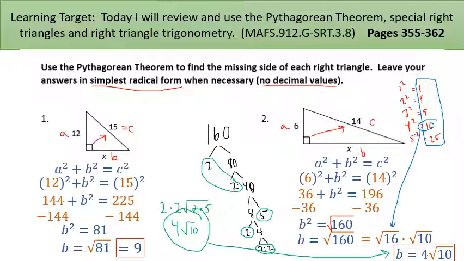Okay, so the answer needs to be simplified into its most simple radical form. If you have a calculator, some calculators will do that radical simplifying for you. But if not, do your prime factorization or just look for those perfect squares that are factors and simplify it on your own. Okay? All right, here we go.